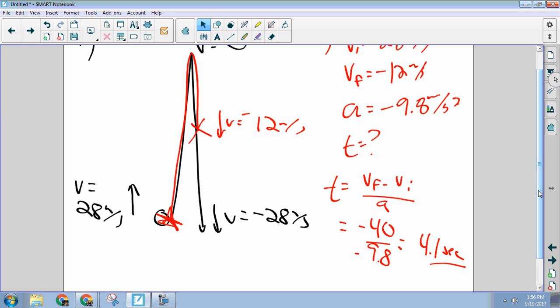Alright, so there are 2, one of them I'm more worried about than the other. The initial velocity is 14, the acceleration is negative 3.2, the time is 8. Oh, negative 3.2.